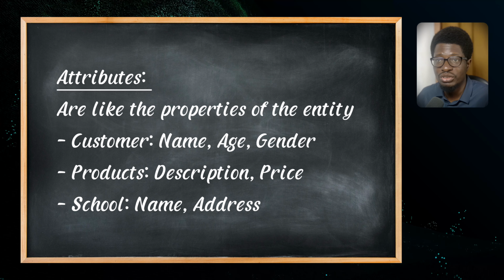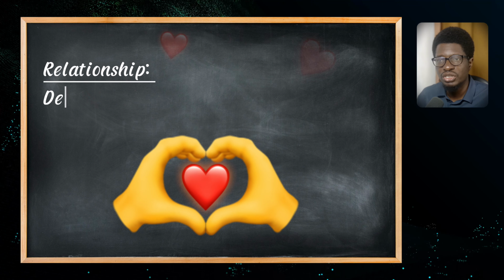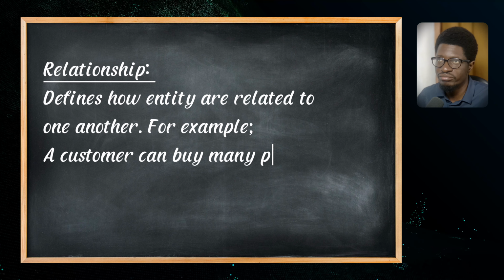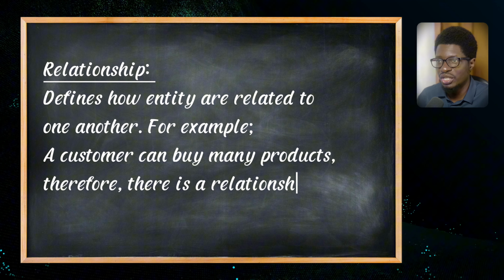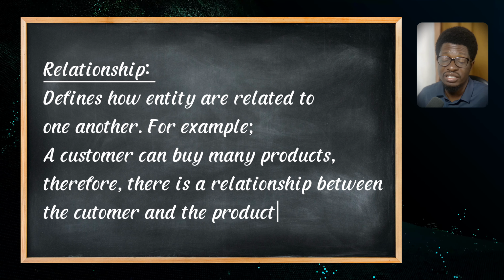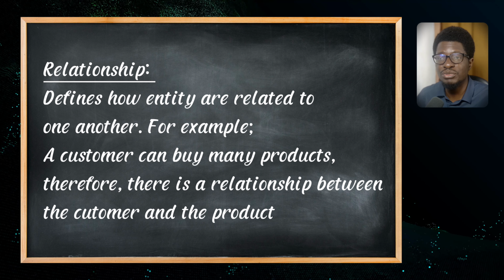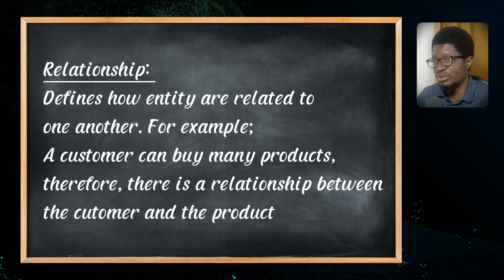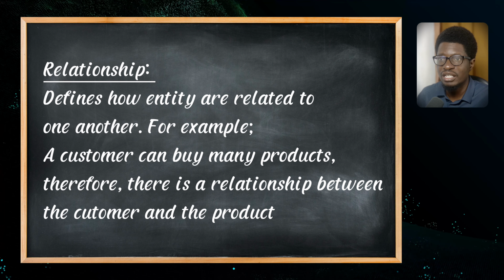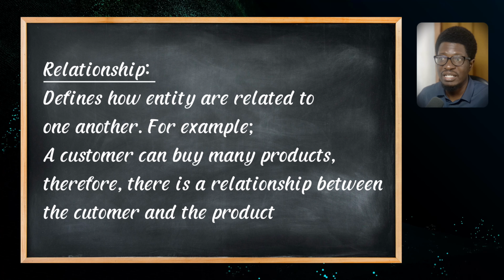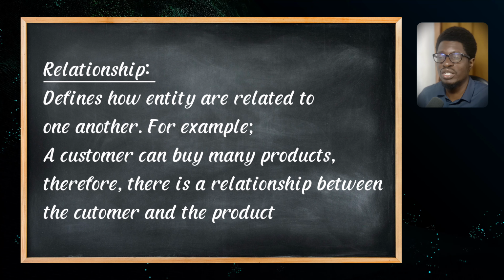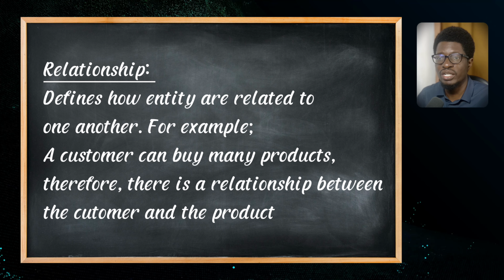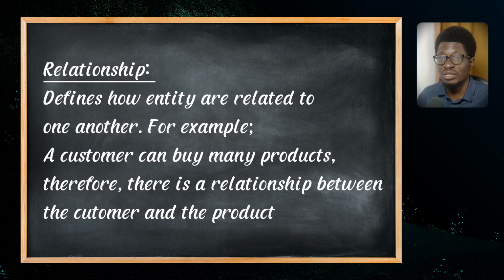And the last thing I did mention is relationship. So relationship defines how entities are related to each other. So we can say customers can purchase multiple products. So you can see the relationship there. There's a relationship between the customer and the products. Customer buys products. A teacher can take multiple classes, or you can assign a teacher to a particular student. Whatever kind of relationship you want to build with your entity is up to you, depending on what solution you're trying to build.